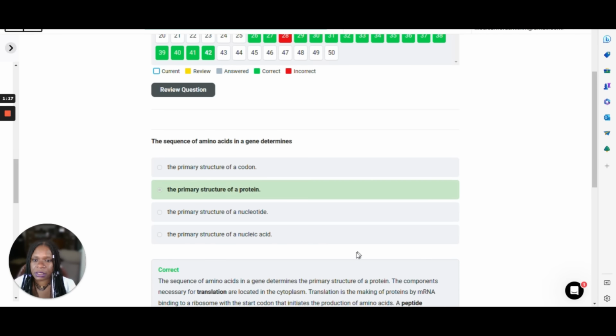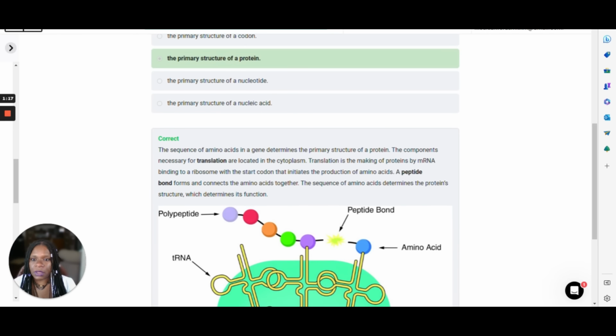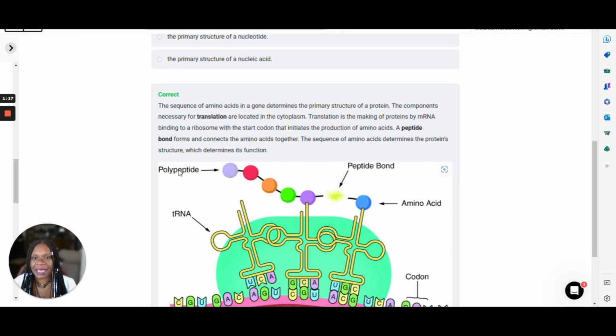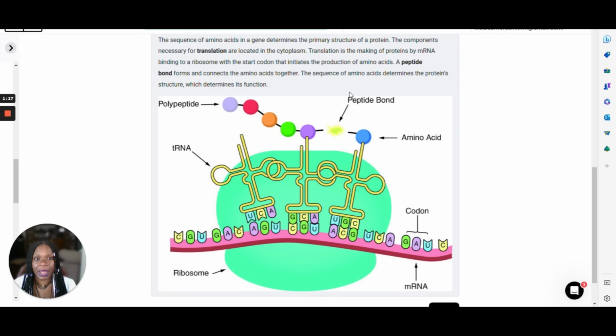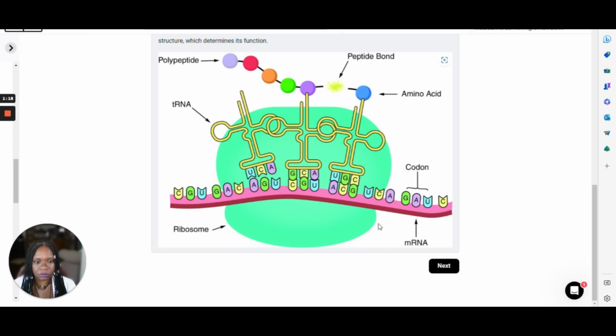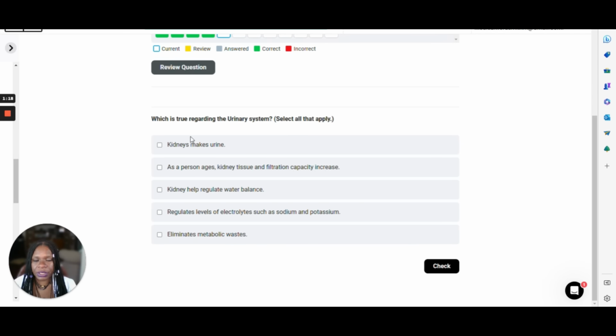Let's check our answer. And right here, the sequence of amino acids in a gene determines the primary structure of the protein. The components necessary for translation are located in the cytoplasm. Basically, the components that bring all this together is going to all deal with proteins. Sequence of amino acids determines the protein structure, which then determines its function. Okay. Next question.